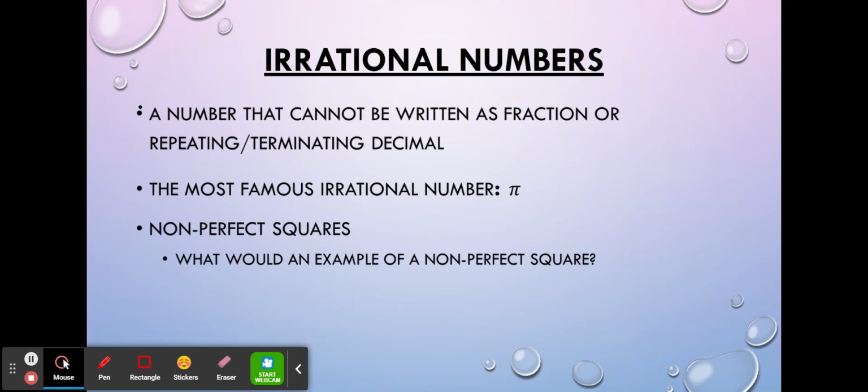Okay, so we know 4 is a perfect square because 2 times 2 is 4. 9 is a perfect square because 3 times 3 is 9. But 5, 6, 7, 8, all of those would not be perfect squares. And when we try to take their square roots, we're going to get a number that's really ugly. So that's kind of what we are getting into here.